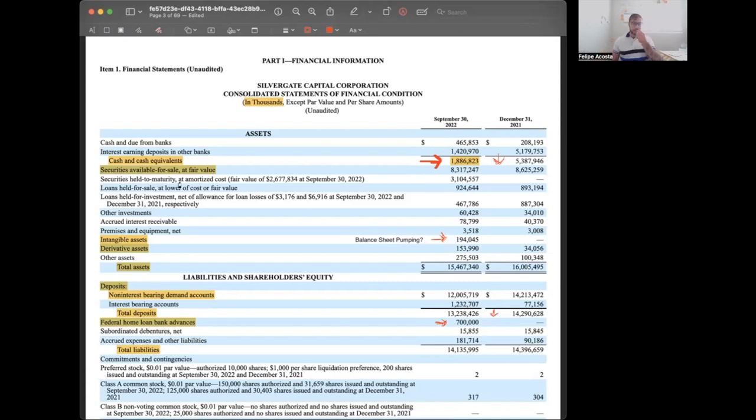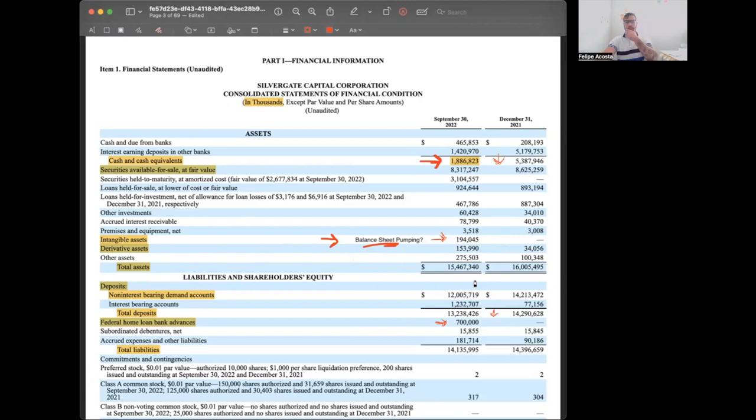I noticed that a lot of their losses have come from losses on investments that they hold, which I'll go into in a little bit. Intangible assets, that's sketchy looking. I don't understand where this comes from. It looks like they're pumping the balance sheet to make it look prettier. That to me stands out as sketchy. Derivative assets, they hold derivatives, total assets.